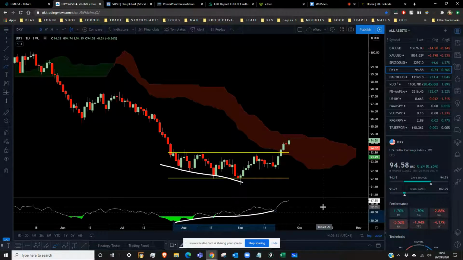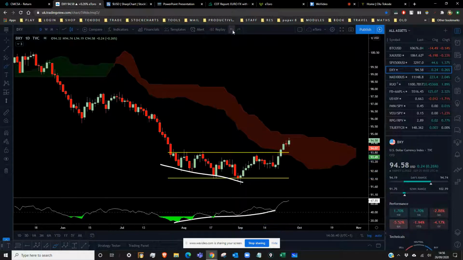Now that divergence is not confirmed until this index goes up, retests that resistance line, pulls back and breaks out. So this is the confirmation of the divergence. Divergence itself is just confluence with price action. So I got my first confluence here with divergence.